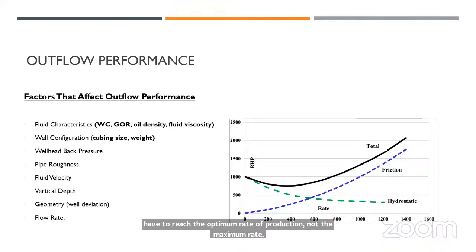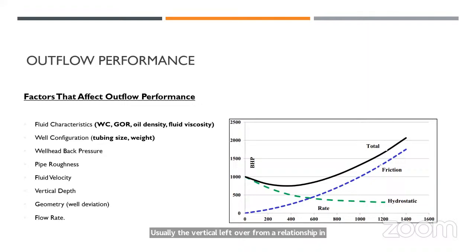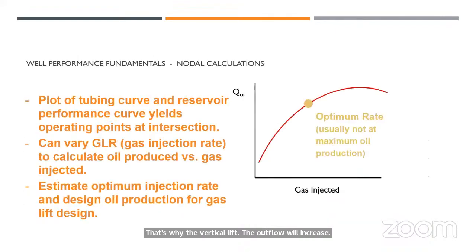This is how we draw the vertical lift performance relationship. Usually, the vertical lift performance relationship in Prosper is driven by many models or correlations, but basically it is made of two components: friction and hydrostatic. If we increase the rate too much, the friction component will increase too much. That's why the vertical lift, the outflow, will increase. That's why here we don't need to increase the gas injection. We don't need to increase the friction component.